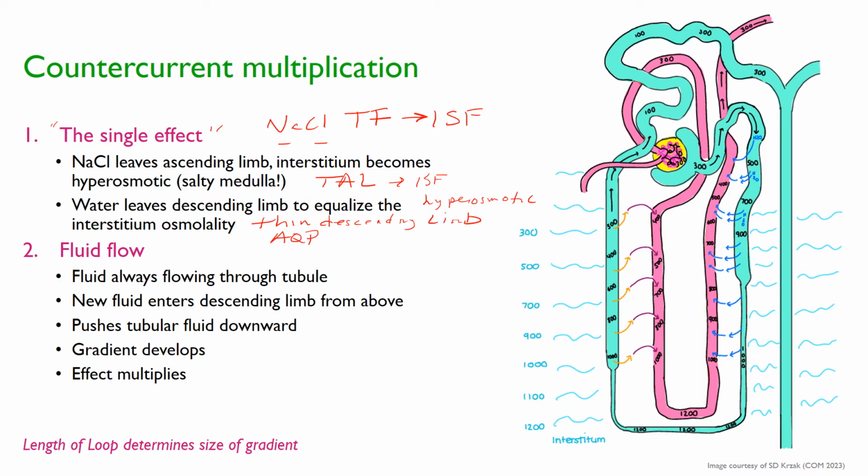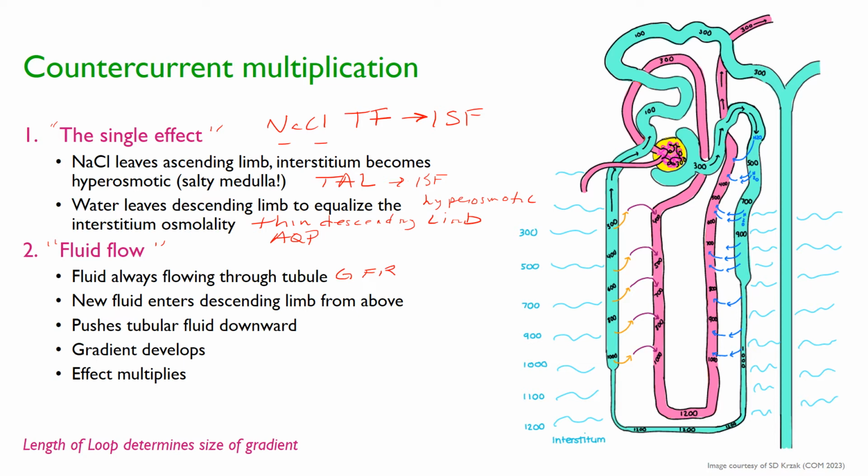So we have solutes leaving the thick ascending limb going into the interstitial fluid. And then we have water leaving the thin descending limb to try to help equalize that interstitial osmotic gradient. However, because this is not just a one and done kind of effect, there is constant fluid flowing through the tubule because we have a constantly active GFR. There is always new fluid entering the tubule from above.